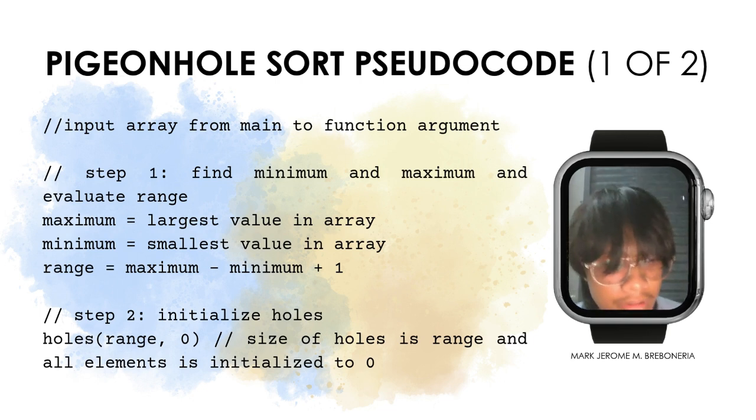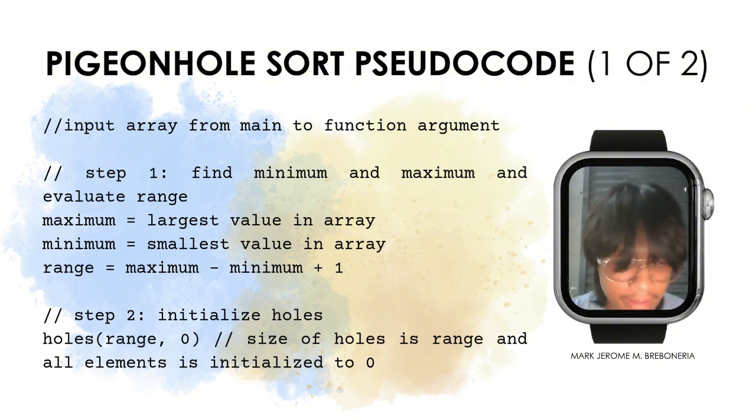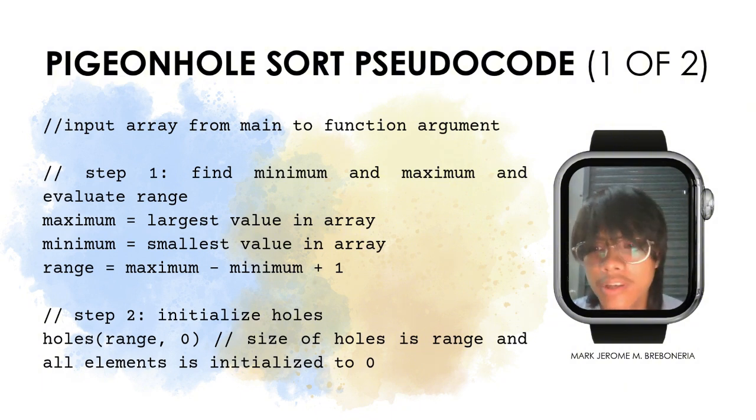So initialize holes. So holes with the arguments range and 0. Range means that the length of the holes is equal to range, and the second argument means that all of the indices in the holes are initialized to 0. All the elements. So that's it, and I'll be moving on to part 2 of the pseudocode in a quick second.